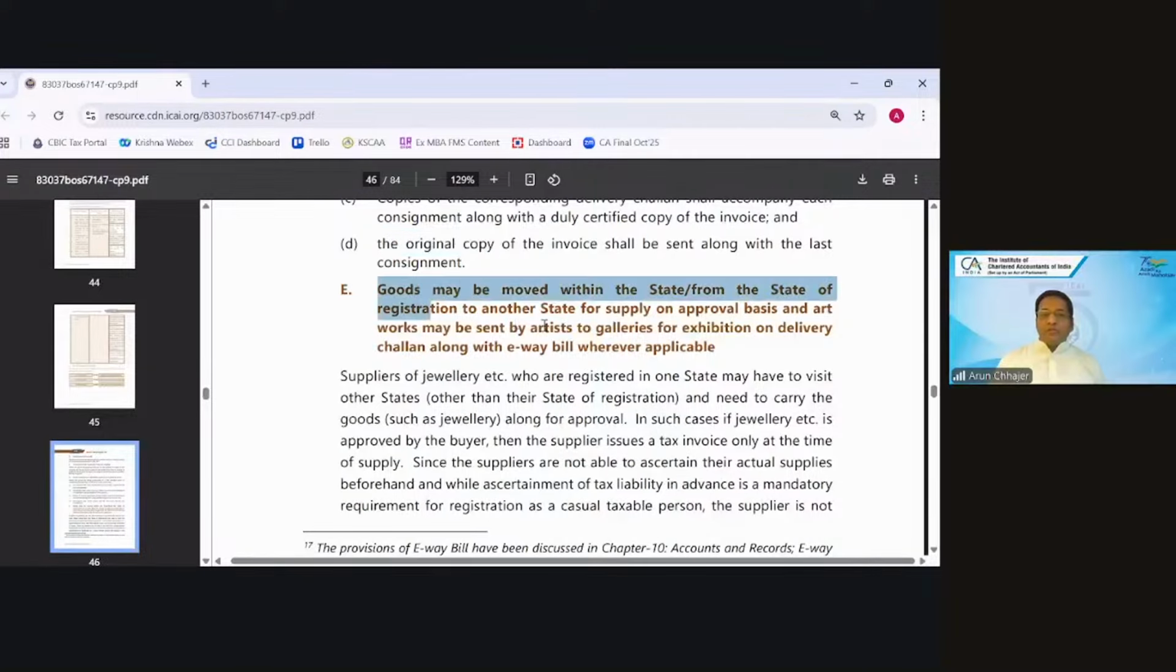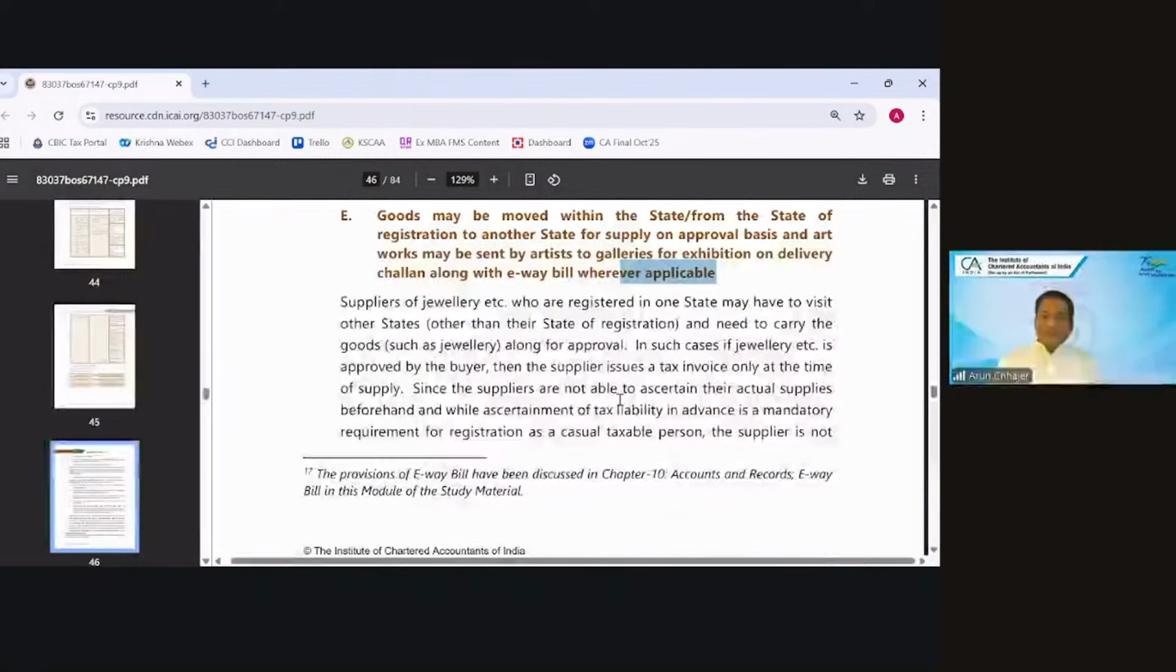Okay. Goods may be moved within the state or from one state to another state for sales on approval, and artwork may be sent by the artist to the gallery for exhibition on the delivery challan along with e-way bill wherever applicable. Now, whatever your point is saying, it is come here. It is additional clarification given by the CBIC.